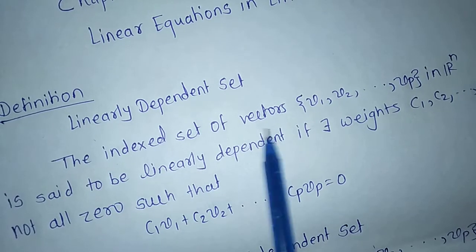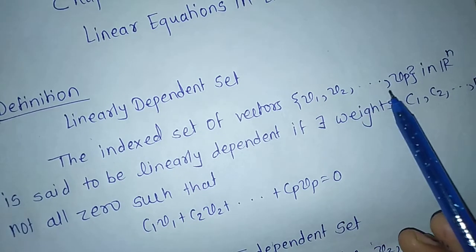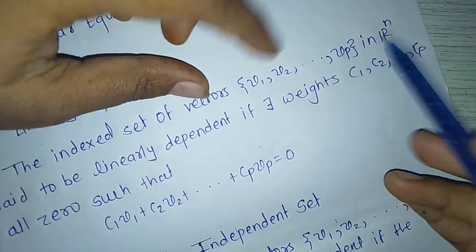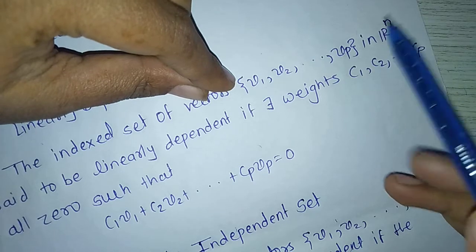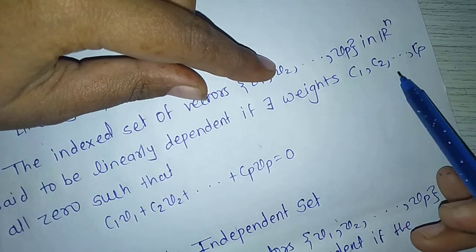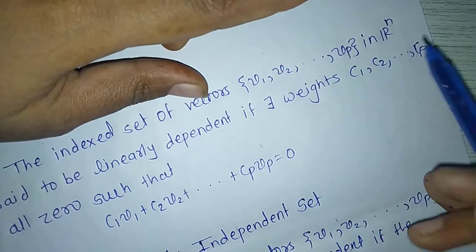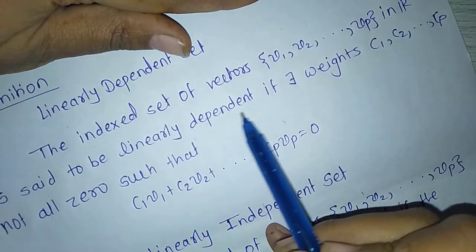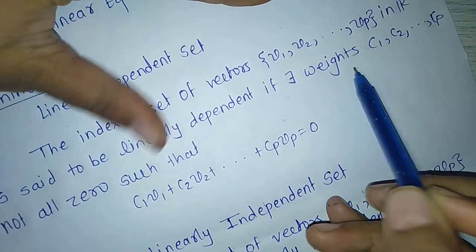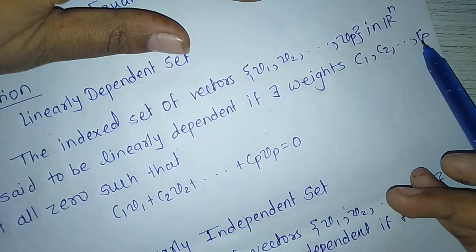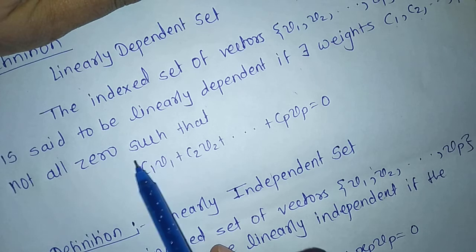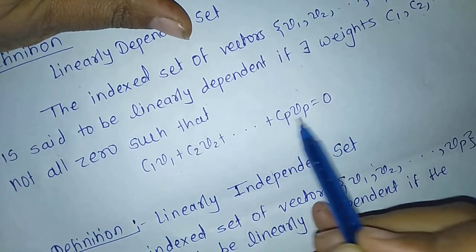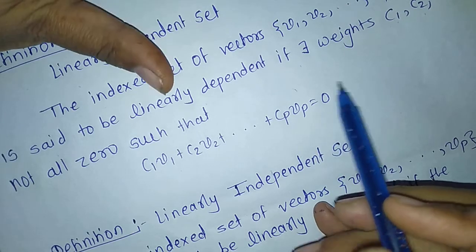The indexed set of vectors v1, v2 and so on vp in Rn, in Rn means v1 contains n number of elements, v2 contains n number of elements and so on, vp contains n number of elements, is said to be linearly dependent if there exist weights C1, C2 and so on Cp, not all 0, such that C1 V1 plus C2 V2 plus and so on plus Cp Vp equal to 0.